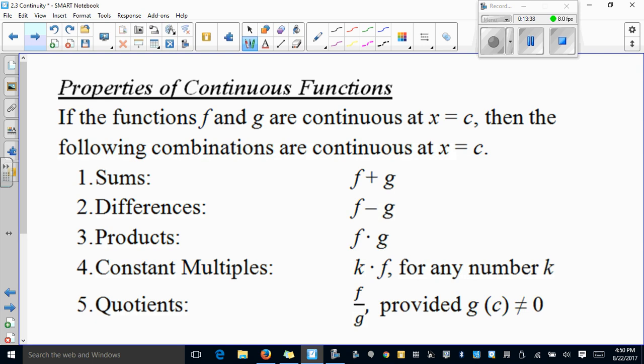is continuous. Constant multiples: k times f, for any number k. If f is continuous and I multiply it by 2, guess what? 2 times whatever f of x was is still continuous. And then your quotients, f over g, as long as g of c does not equal 0. So you have 1 over x, not continuous at 0. But on any other interval, it would be continuous.